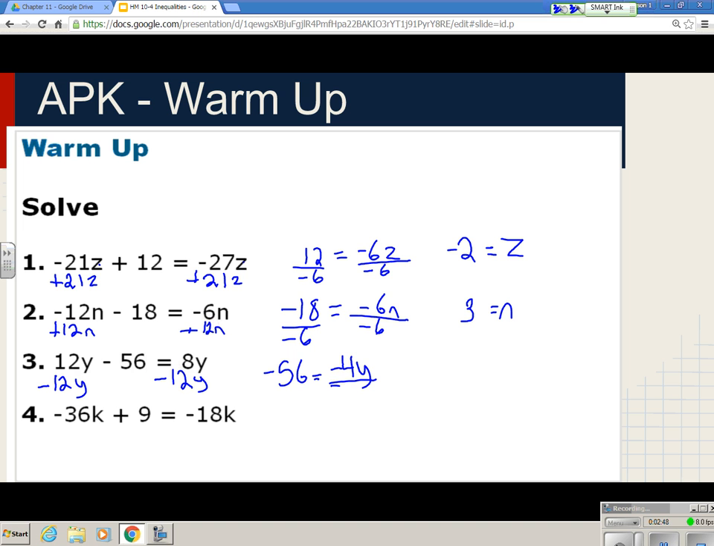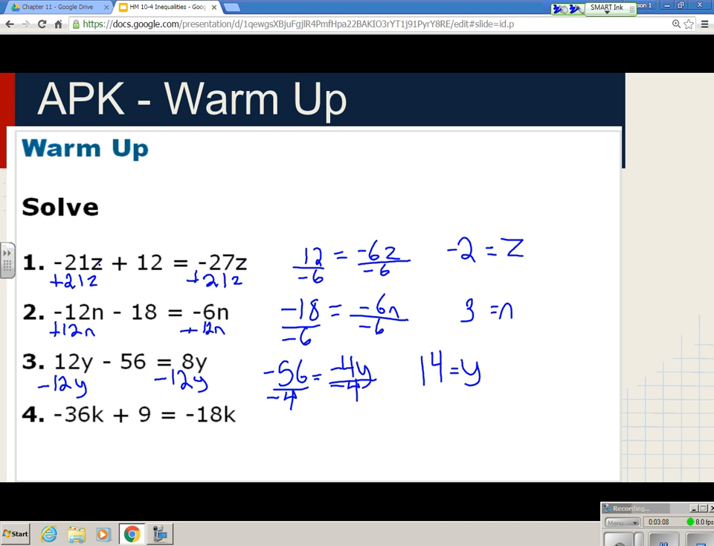And again, to get rid of negative 4 and get y alone, you got to divide both sides by negative 4. And 4 goes into 56, 4 goes into 5 once with 1 left over, and 4 goes into 16 4 times, and it's positive because both are negative.